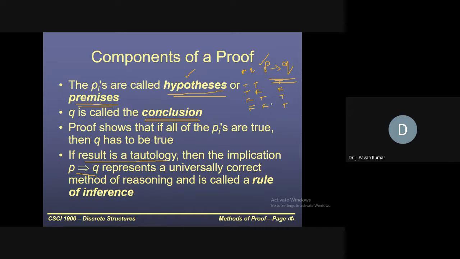Now I am saying the result must be a tautology, then only it is a universally correct method. When does this p implies q become a tautology? If you don't have this F in this particular column, then it will become a tautology. Yes or no? Try to understand the simple point. Correct?